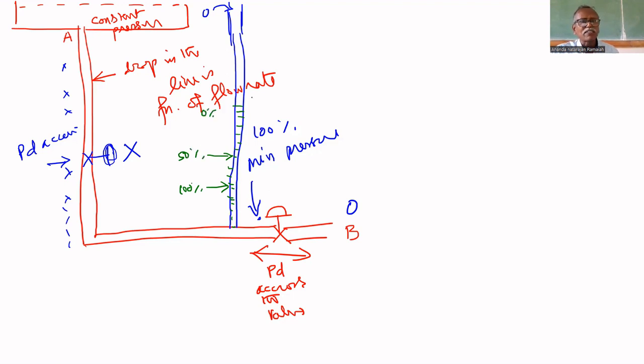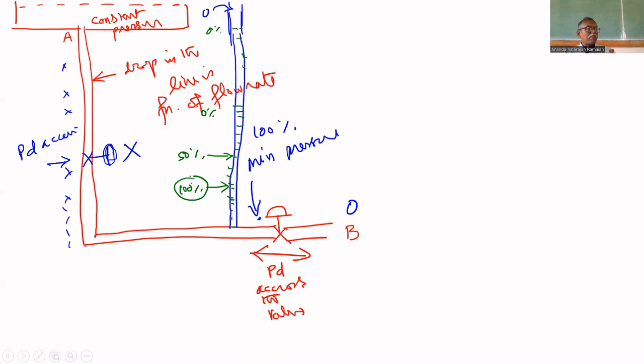If the flow rate is 0%, it will fill up to the tank. Am I correct or not? Up to the tank, 0% flow rate means it will come up to this point. So it depends upon the pressure drop in the line. This will vary, but for 100% it will be minimum.